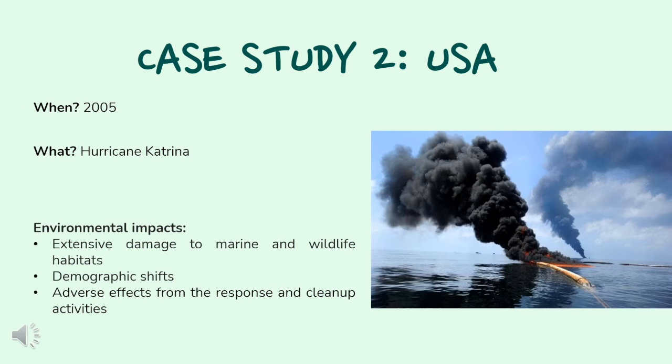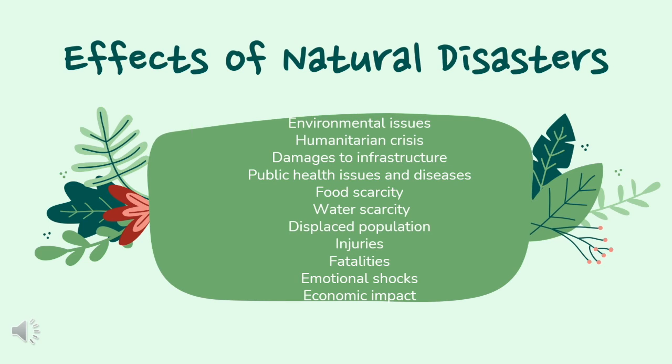Demographic shifts followed in the wake of the hurricane. The lowest income residents often found it more difficult to return. Some neighborhoods now have fewer residents under 18, as some families chose to permanently resettle in cities like Houston, Dallas, and Atlanta. The effects of natural disasters are very destructive.